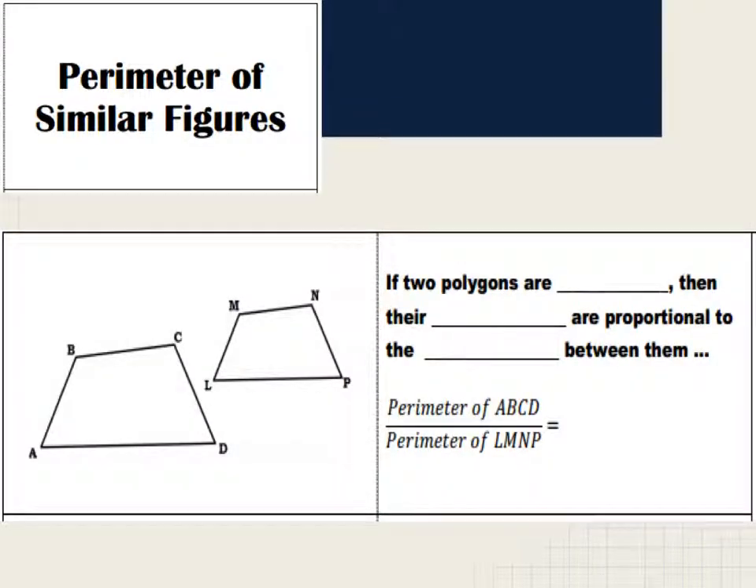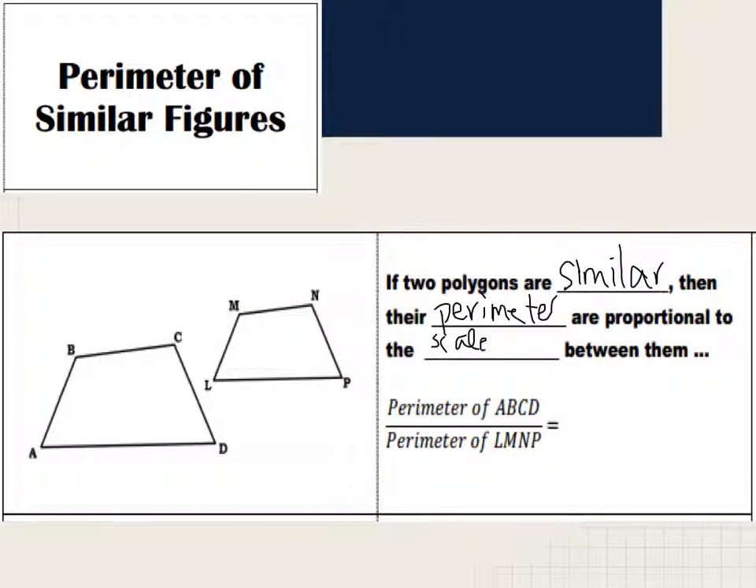Under the first tab, we have two figures. These are quadrilaterals. We have quadrilateral ABCD and quadrilateral LMNP. If two polygons or shapes are similar, then their perimeters are proportional to the scale factor between them.